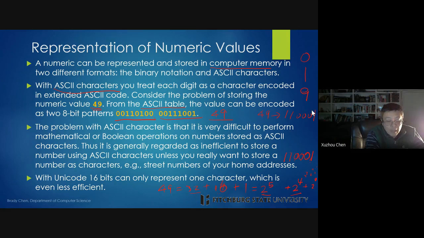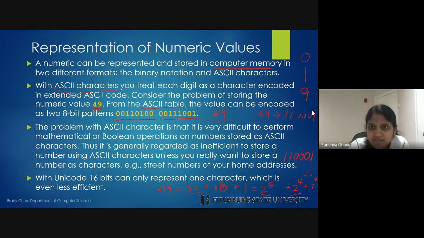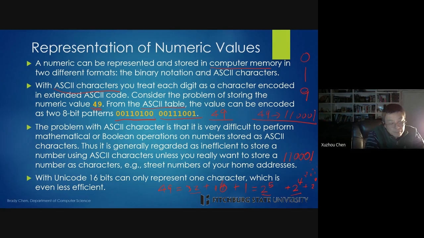Now, which one is better? That one looks better, right? It's hard to say, because if you interpret the 49 as characters, not as a number, so you don't do arithmetic, addition, or multiplication, then ASCII code should be okay. If you want to treat the 49 as a number, so you can perform math, like 49 times 2, addition, multiplication, then you can directly convert 49 into binary representation. That's probably better.